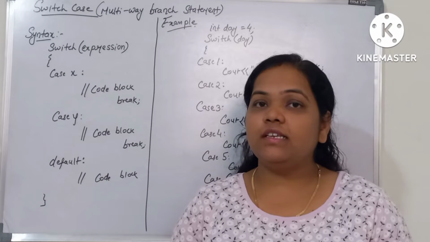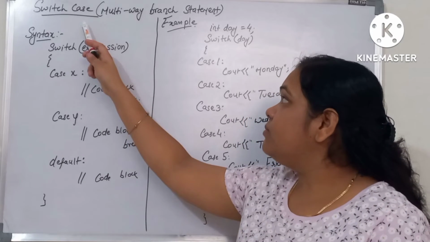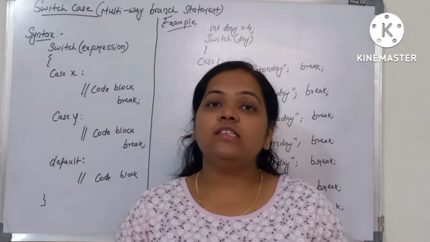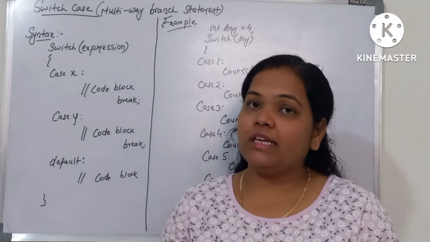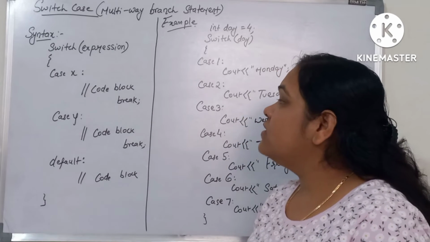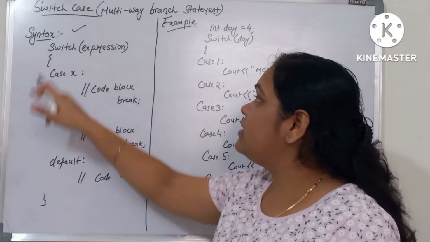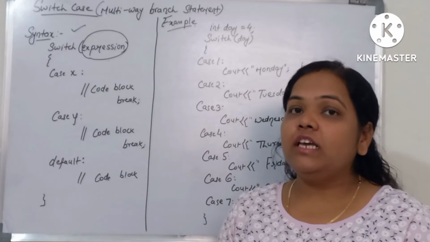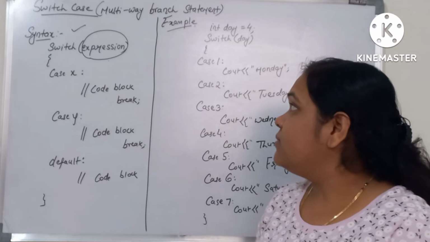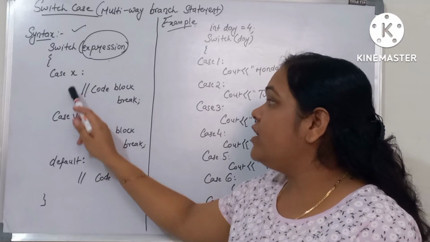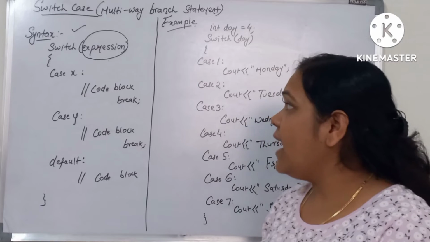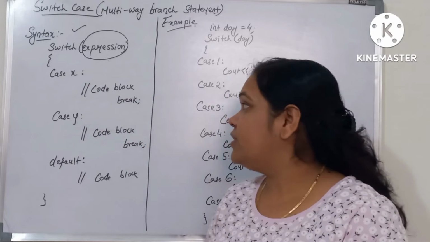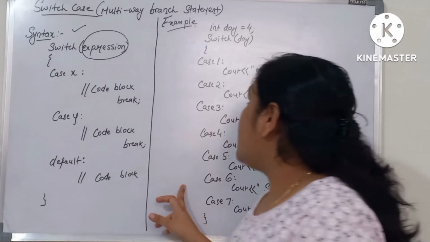Now, switch case statement. Switch case statement is also called a multi-way branch statement. This is nothing but a modified form of if else statement. Clear? So see the syntax here for switch case. Here first of all this expression will be evaluated, and after that this expression will be compared with each case, and if there is a match, then the associated block will be executed. Clear? So see the example here.